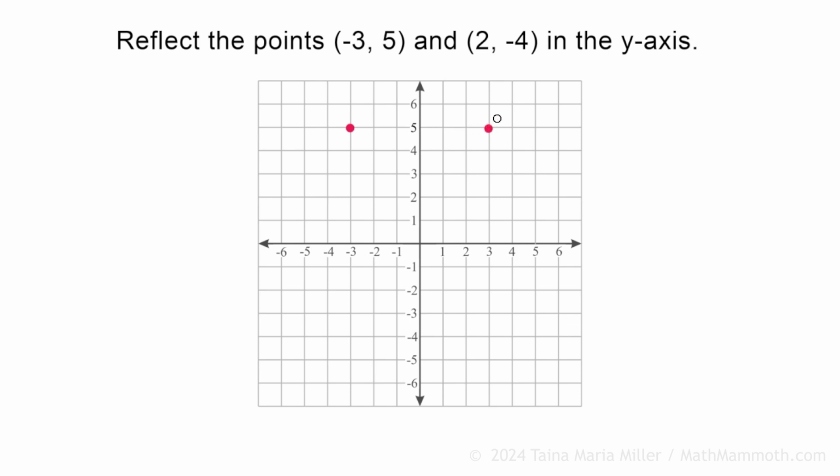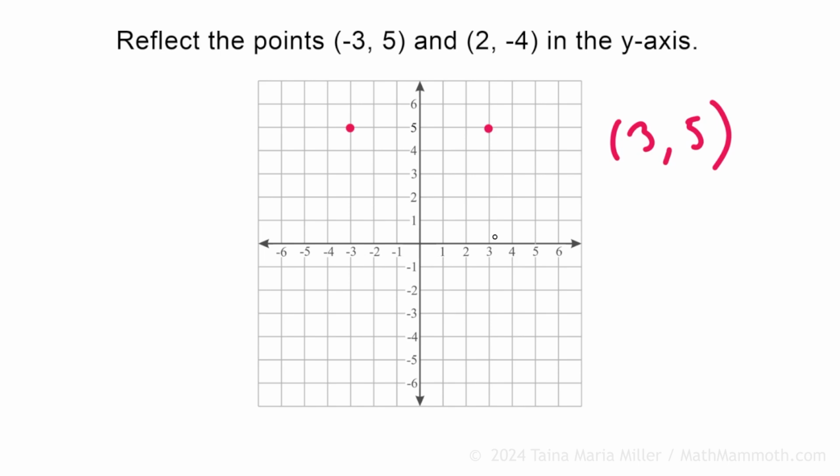What are its coordinates now? They are 3 and 5. Notice that compared to the original, the -3 changed to 3, and the y-coordinate did not change, because it's on the same level of height, so to speak. It did not change there, but the -3, the x-coordinate, became the opposite.